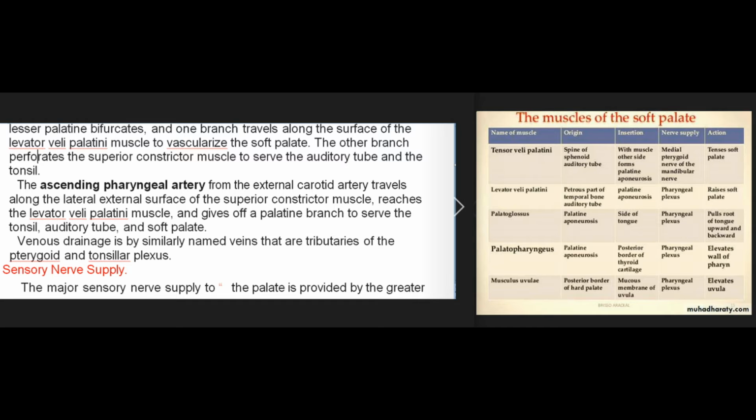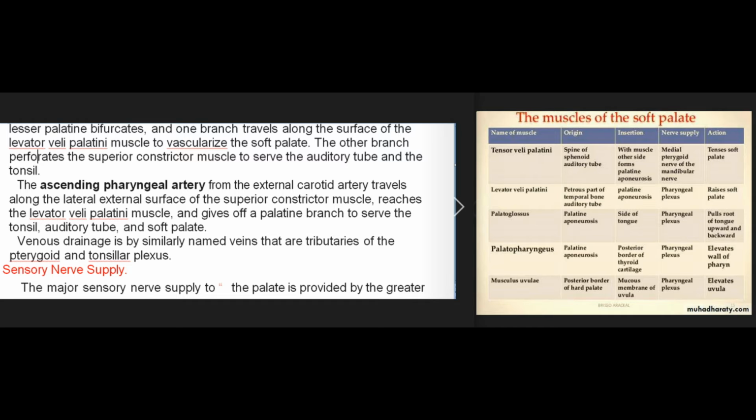The ascending pharyngeal artery from the external carotid artery travels along the lateral external surface of the superior constrictor muscle, reaches the levator veli palatini muscle, and gives off a palatine branch to serve the tonsil, auditory tube, and soft palate. Venous drainage is by similarly named veins that are tributaries of the pterygoid and tonsillar plexus.